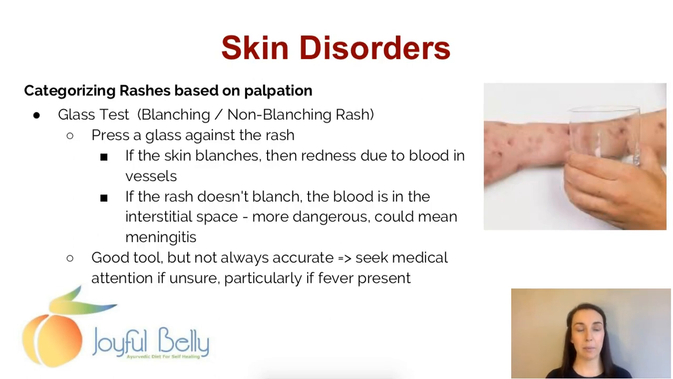So another aspect of skin disorders to examine is categorizing rashes based on palpation. This is known as the glass test or the blanching, non-blanching rash. So press a glass against the rash on the affected skin. If the skin blanches, then the redness is due to blood in the vessels. If the rash doesn't blanch, the blood is in the interstitial space, and this is a more problematic sign.